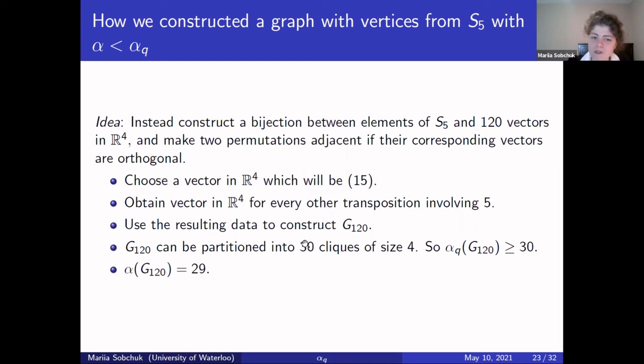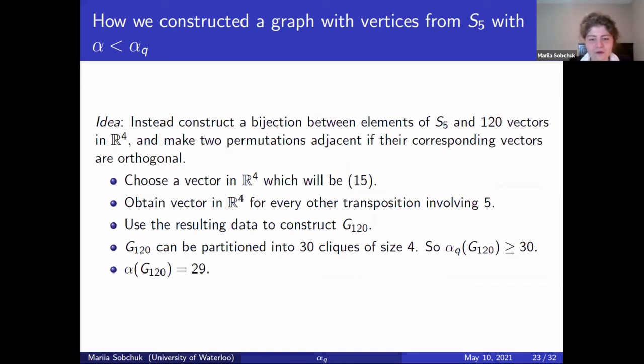But just as we've seen before, once we have a graph that can be partitioned into some number of cliques, we have immediately a lower bound on alpha Q. So that is nice. We got one example. Once we start doing this with S6, there are just too many degrees of freedom that show up, and possibly there's something to do. But we were happy with this S5 for now.